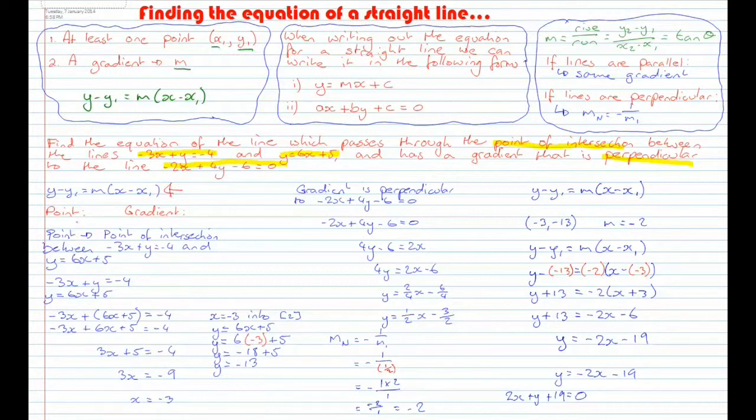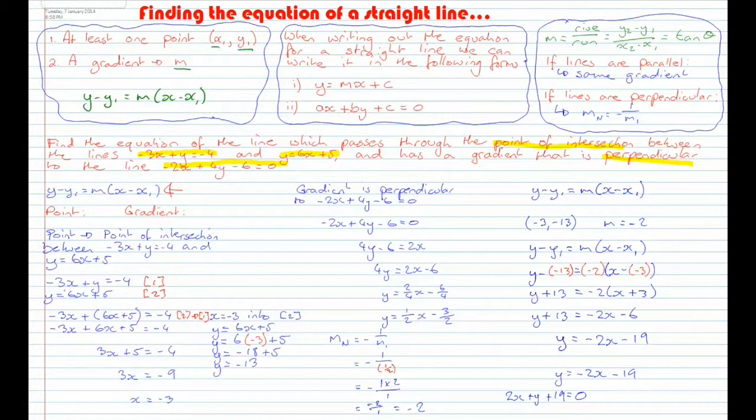Right, so let's have a look at the point. I'm looking for the point of intersection between these two lines. It is negative 3x plus y is equal to negative 4 and y is equal to 6x plus 5. Now if I know that the point of intersection is between those two lines, what I'm going to do is use simultaneous equations. Right, I'm going to call this equation 1 and I'm going to call this equation 2. Now in this case what I'm actually doing here is putting equation 2 into 1.